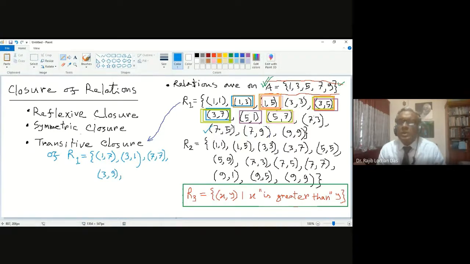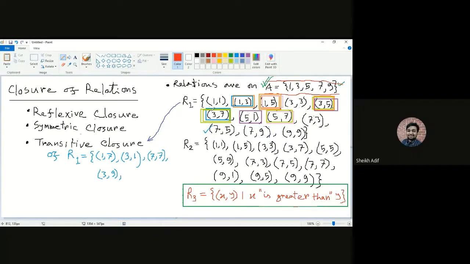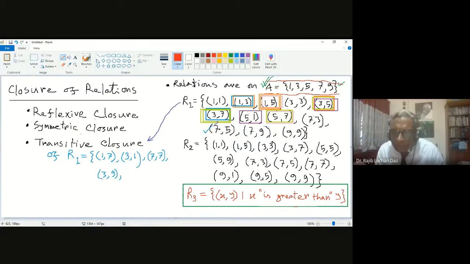And (7,7) is also necessary. Why? Because you have (7,3) as one, and (3,7) is the second. So you need (7,7). So I have written (7,7).